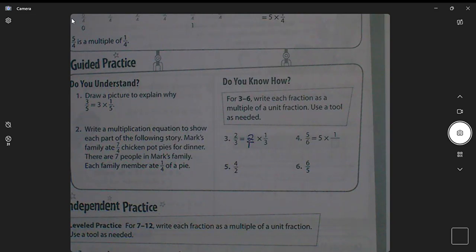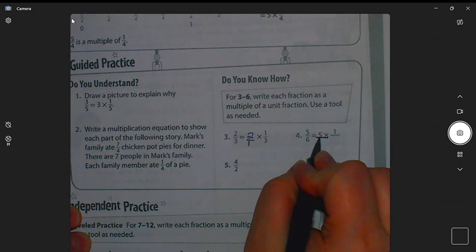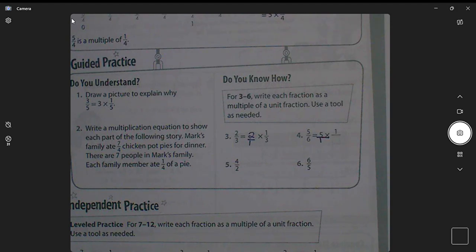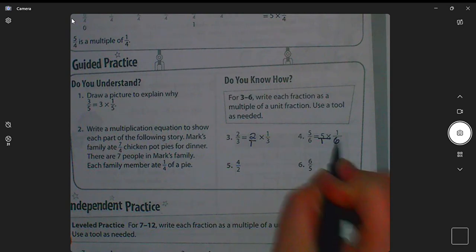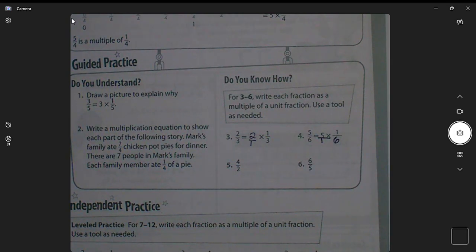So let's look at number 4. 5/6 is the same as saying 5 times 1 what? Well, I'm going to put 5 over 1 first. That way I don't try and multiply by more numbers than I have. So 5 times 1 is 5. 1 times what gives me 6? You're right, 6. So 5 times 1/6.